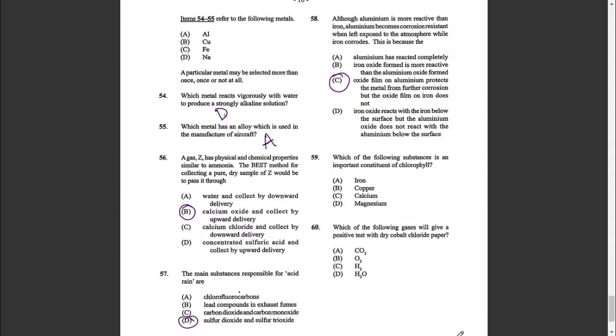59. Which of the following substances is an important constituent of chlorophyll? That's D. And 60. Which of the following gases will give a positive test with dry cobalt chloride? And it's steam.